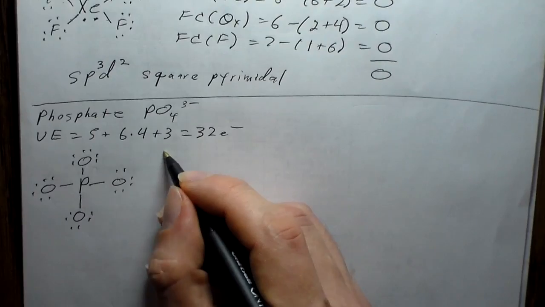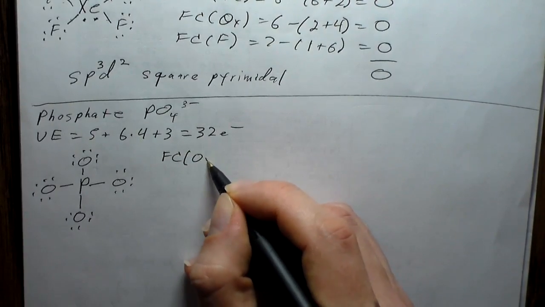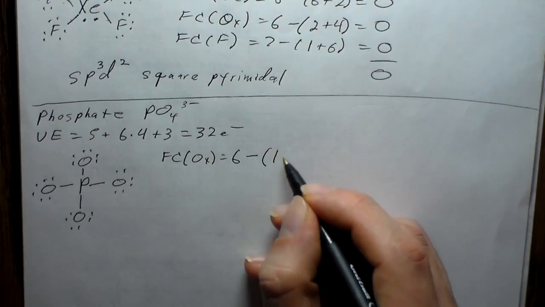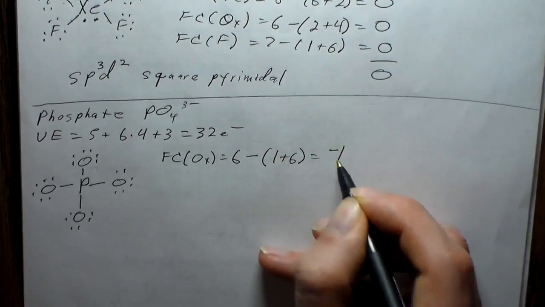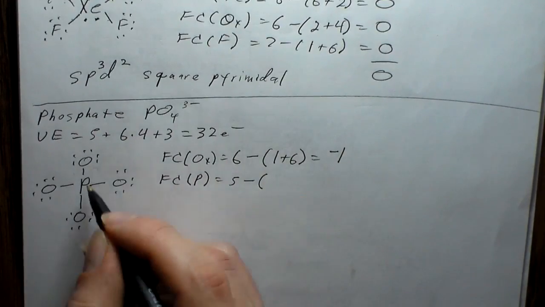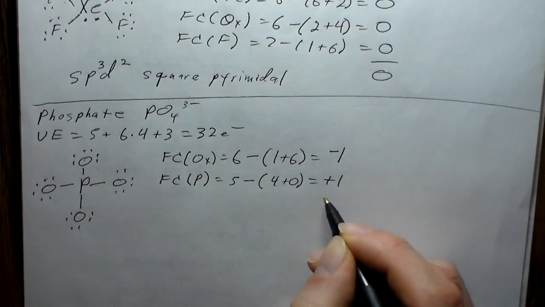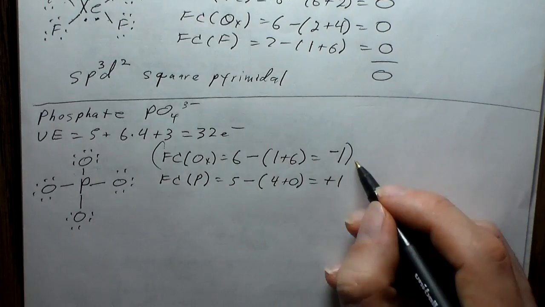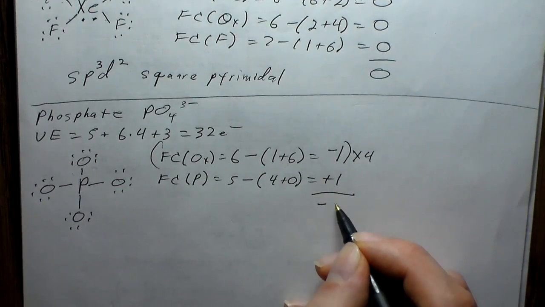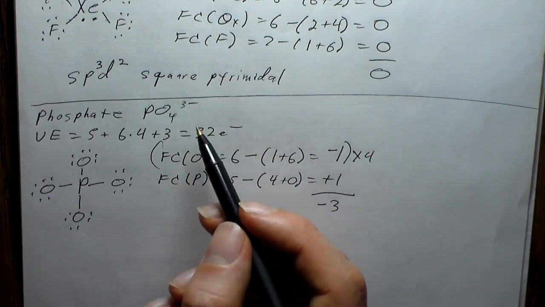Check my formal charges. On my oxygens, it's going to be 6 minus, and again, we've seen this a bunch of times, 1 line and 6 dots, -1. And the formal charge on my phosphorus will be 5 minus another 4 lines and no dots, +1. Of course, there are 4 equivalent oxygens, so it's going to be a -4 plus 1. So that's going to be a -3, which is our charge, so we're good.